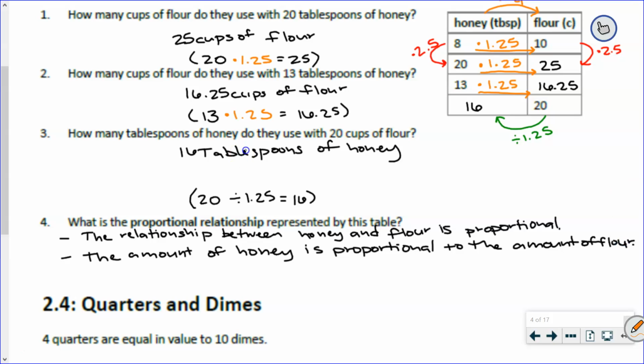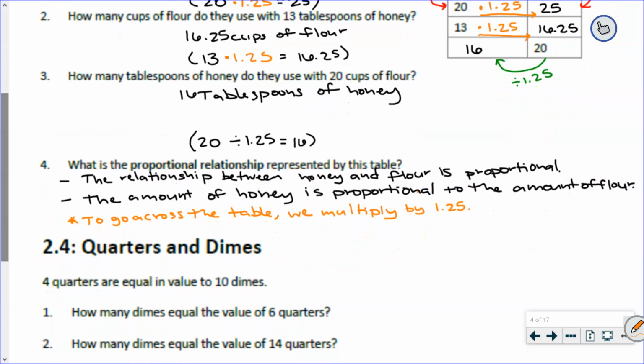But I also want to focus on this new relationship that is becoming more and more important. So we're going to write one more thing here, and that's this. To go across the table, we multiply by 1.25. This is the main thing from this whole lesson, is recognizing these relationships that help us go across the table.